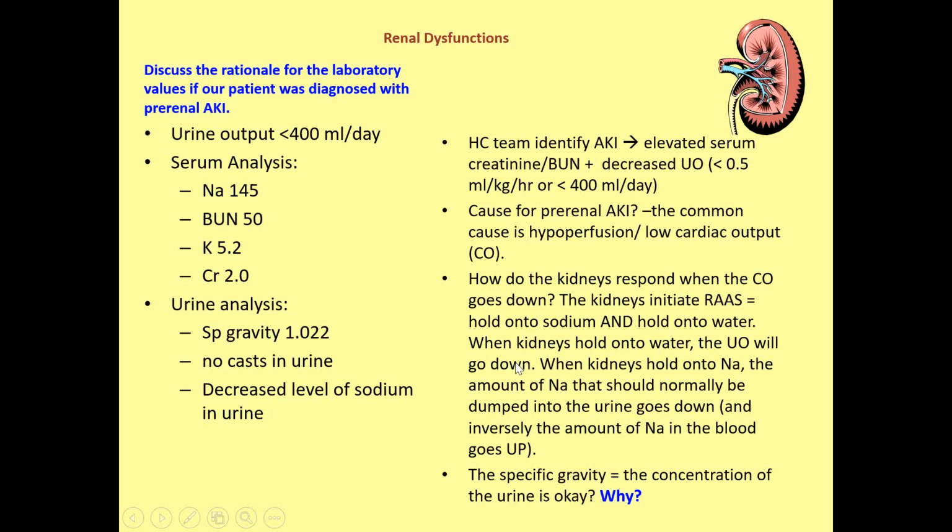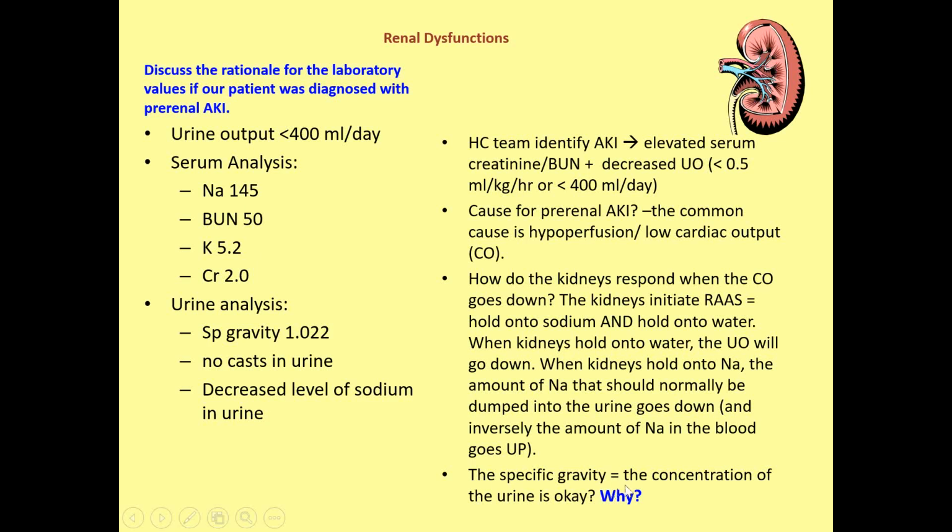So it's always the opposite. If the kidneys are holding on to something and it stays in the blood, it's not being dumped into the urine. So when the kidneys hold on to sodium, the amount of sodium that should be in the urine goes down. So we see here on our lab values that there is a decreased level of sodium in the urine. That's the reason why. Increased sodium in the blood, decreased sodium in the urine.